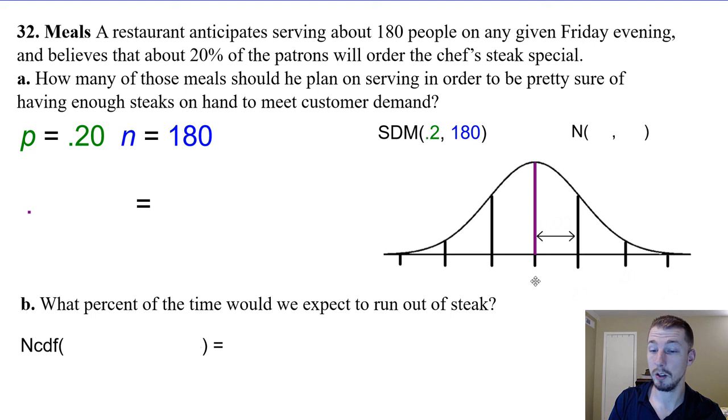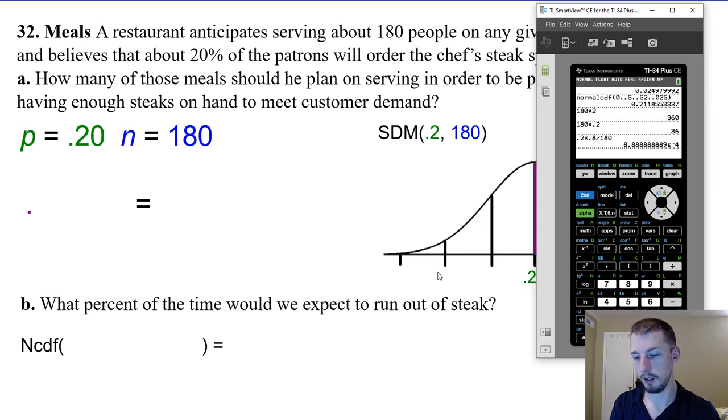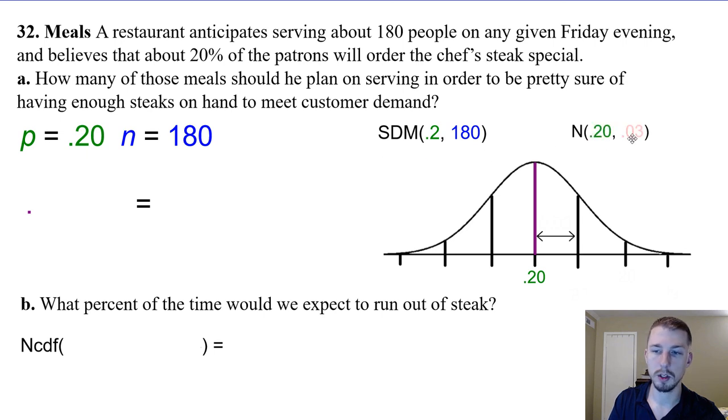So I'm expecting 20%. My standard deviation, this is our sampling distribution model of 180 for our sample size. So it's going to be 0.2 times 0.8, so p times q, divided by our sample size of 180, and then I take the square root of that. So that's going to give me basically 3%. So centered at 20% with standard deviation 3%, I can fill that in.